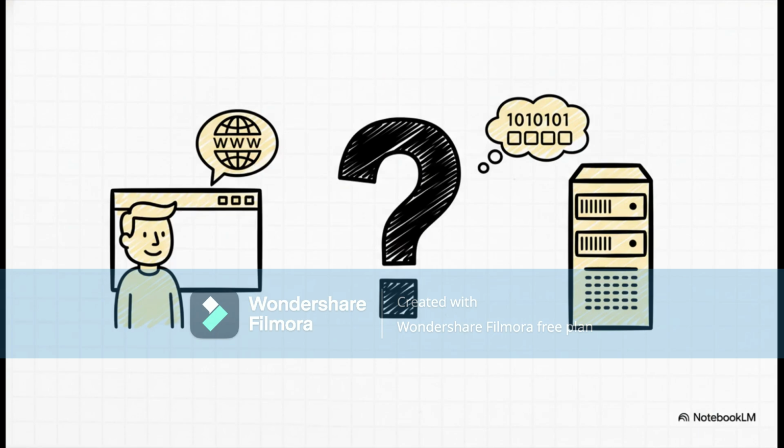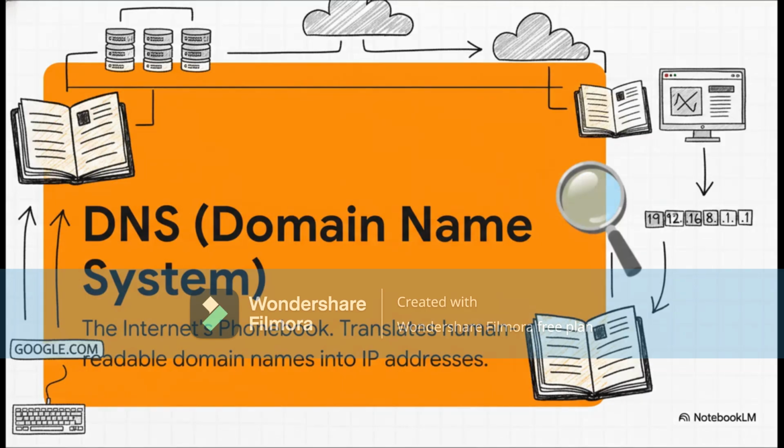So you open up a web browser and you type in google.com. Here's the thing though, computers don't really understand names like that. They speak in numbers, those IP addresses we just talked about. So how in the world does your computer find the right number for google.com? It uses something called DNS, which stands for Domain Name System.